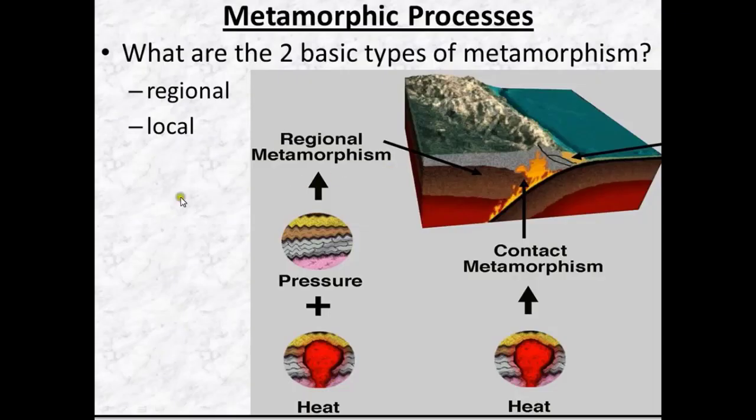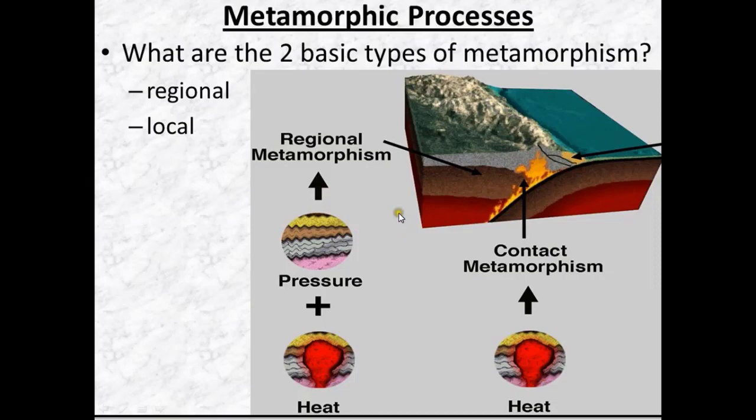The process of metamorphism is basically of two types. One is regional metamorphism and the other is contact metamorphism. We can also say local metamorphism. Here, heat plus pressure gives you regional metamorphism. And here the other one, where the heat is acting directly, gives you contact metamorphism. This is what you are observing from this figure.